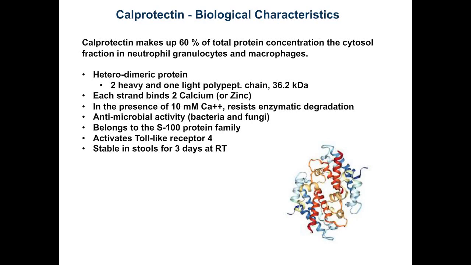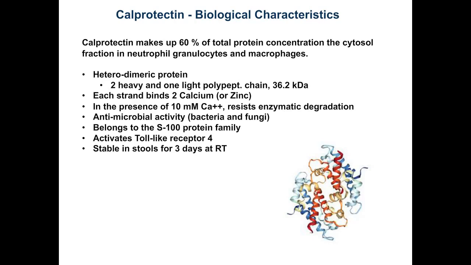Calprotectin makes up 60% of the total protein in the cytosol fraction of neutrophils, and also macrophages. Just to give you an idea how much that is, there is more calprotectin in the neutrophil than hemoglobin in the red blood cell, so a huge amount. It's a heterodimeric protein made up by 2 heavy and 1 light polypeptide chain. It's 36 kilodalton, compared to, for instance, albumin, which is about 50 kilodalton, so it's a small protein.